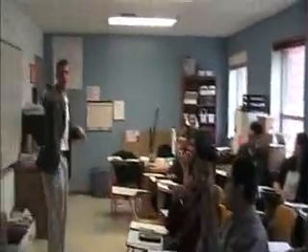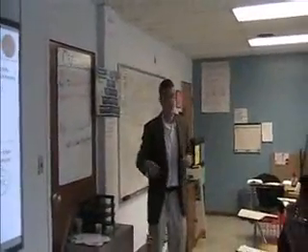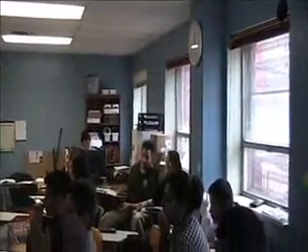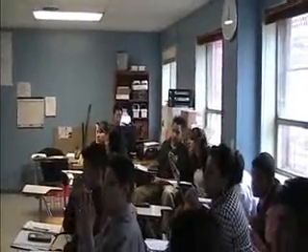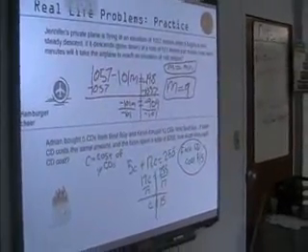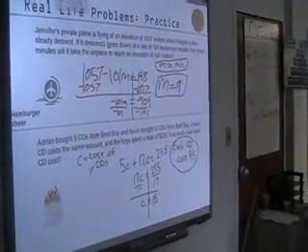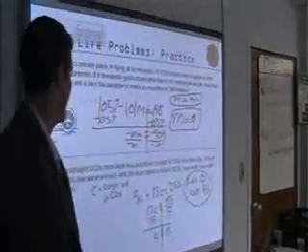Alicia, you're up. Could you explain to us how you set this up? It says that Adrian bought 5 CDs and Kevin bought 12 CDs, and together they paid $255. So you put 5 CDs plus 12 CDs equals 17 CDs altogether, and then you divide by 17, so you know the cost of each CD. Cost of CDs, $15. You knew that C was the cost of CDs.